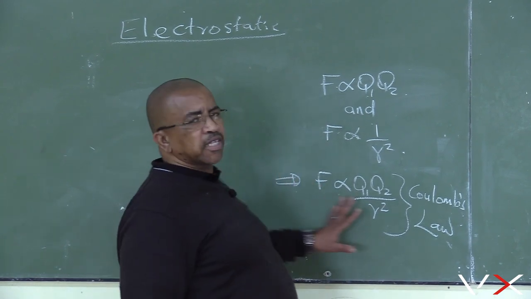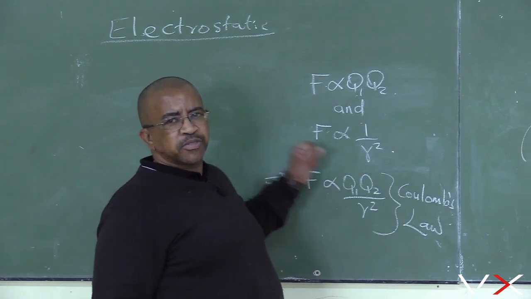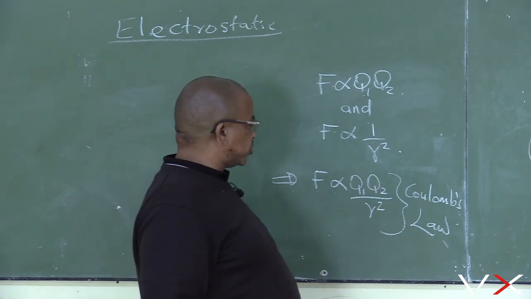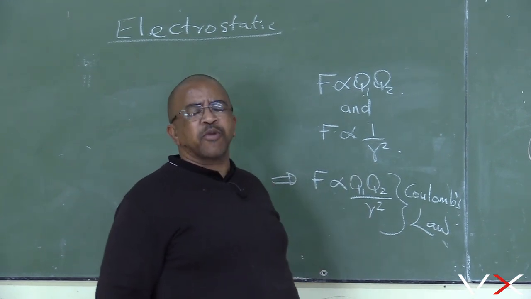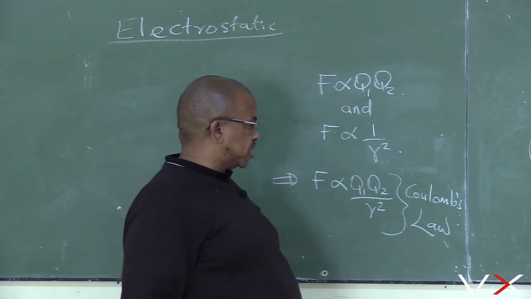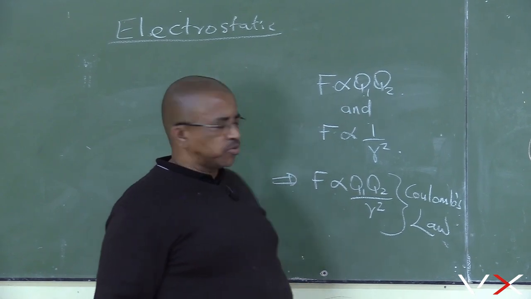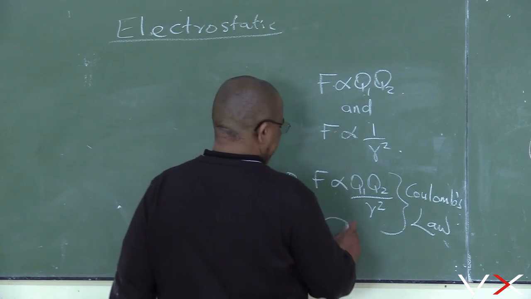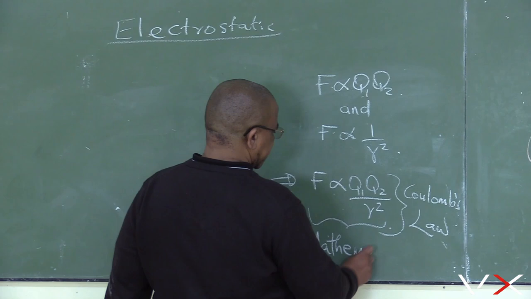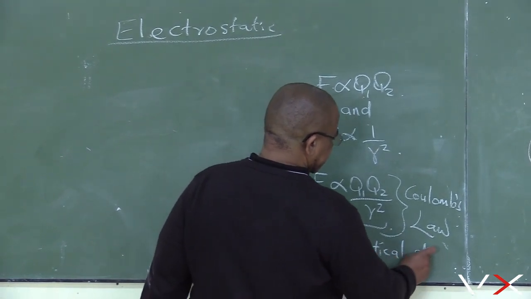Coulomb's law says that in an isolated system, the electrostatic force between the charges is directly proportional to the product of two charges and inversely proportional to the square of the distance between the charges. This is a mathematical definition.